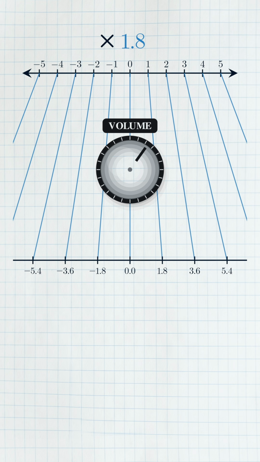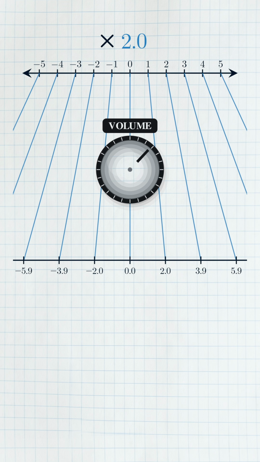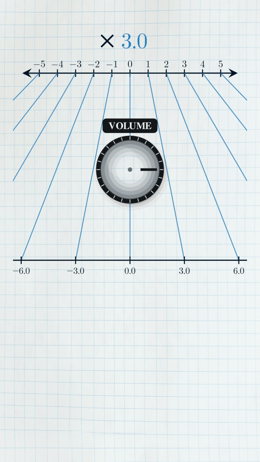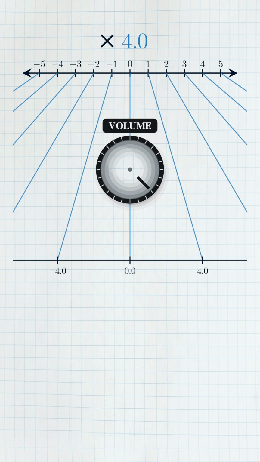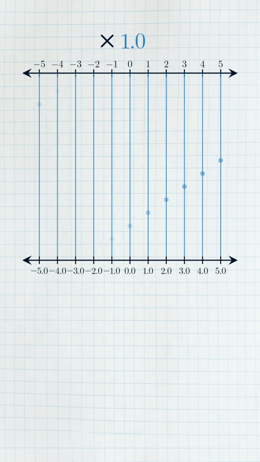Imagine turning a volume knob up or down. That's multiplication. When we turn it up, we're multiplying by greater and greater numbers. If you imagine this on a number line, it's like we're stretching that number line out. Multiplying by 3 stretches it further than multiplying by 2 would. Multiplying it by 4 stretches it even further than that.